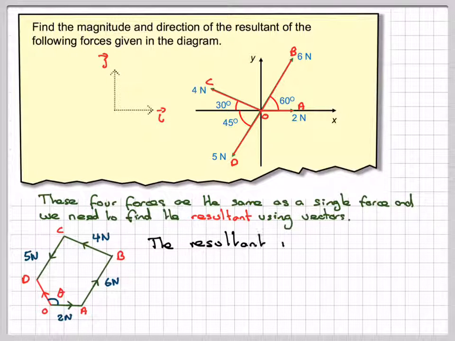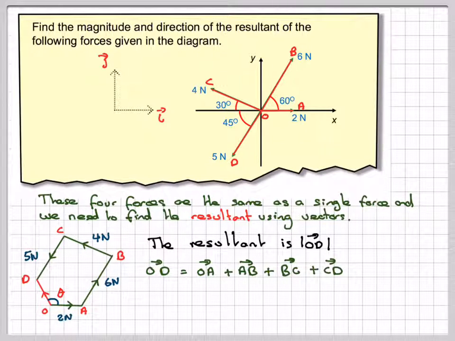So the resultant is the same as finding the magnitude of OD. So first of all we've got to find the vector OD. Now vector OD can be found by doing OA plus AB plus BC plus CD. So the first one's quite simple because it's 2 along and 0 in that direction. However, this one we've got to split into its components. So this direction will be 6 cos 60, and this one will be 6 sine 60.